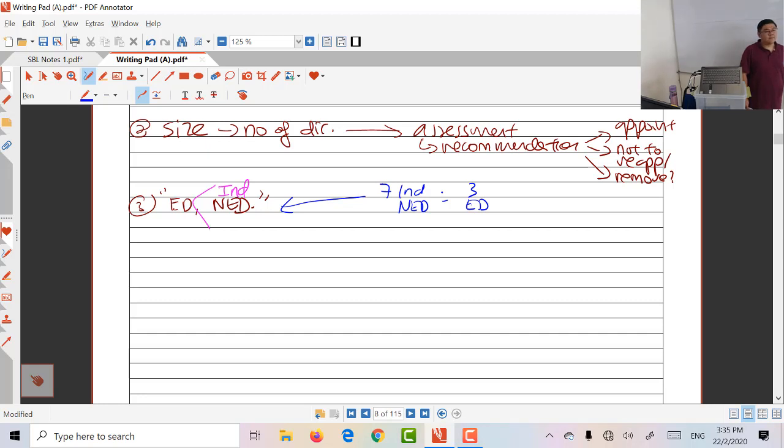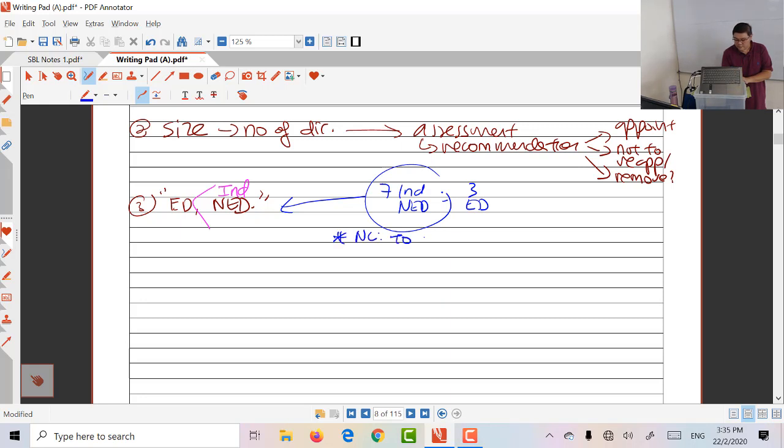One year later, what will you do? Directors will probably have to retire, right? We'll come to that later. Directors have to retire, and when directors retire, what do you do? You reappoint them. You can get them to come back. But when they come back, the next question we're going to ask is, are they still independent?